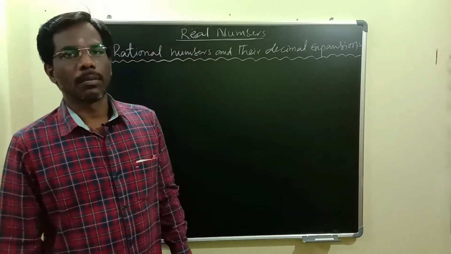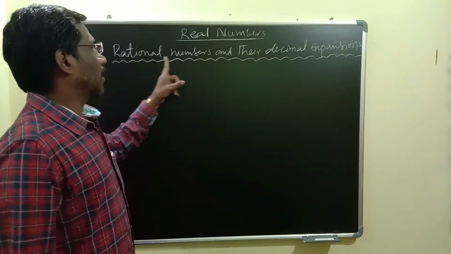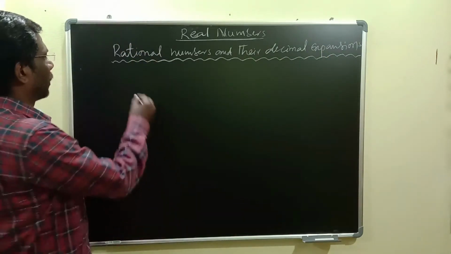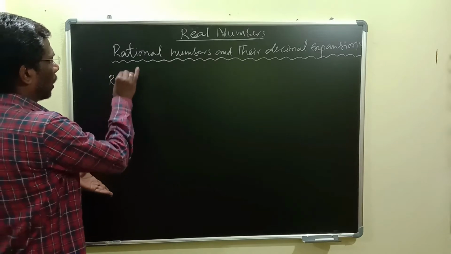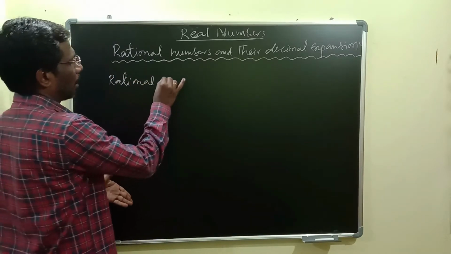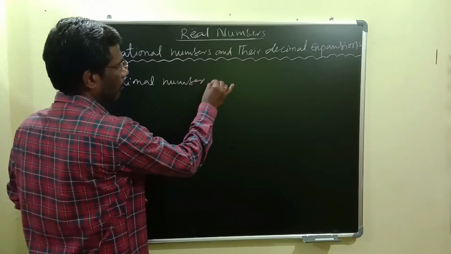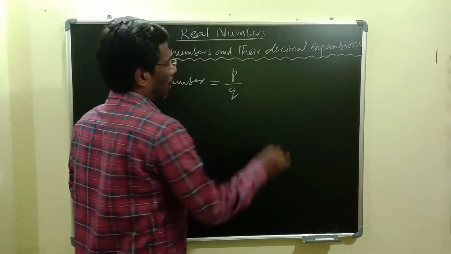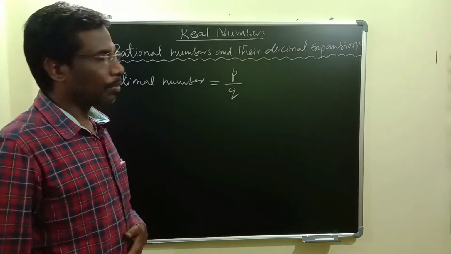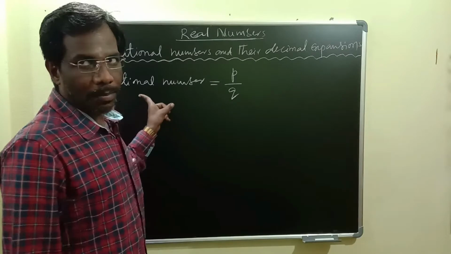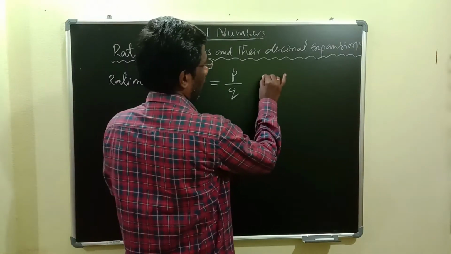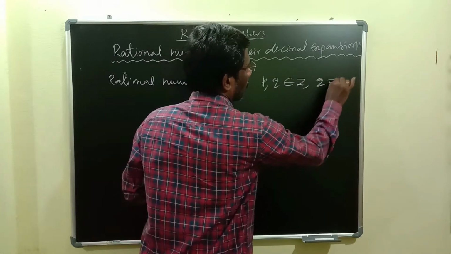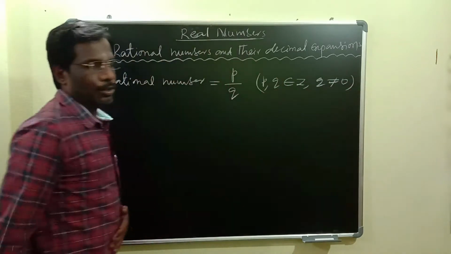Students, today's topic is rational numbers and their decimal expansions. First, let us know what a rational number is. Which number can be written in the form of p by q, where p, q belong to integers and q is not equal to 0, is a rational number. That is the condition.